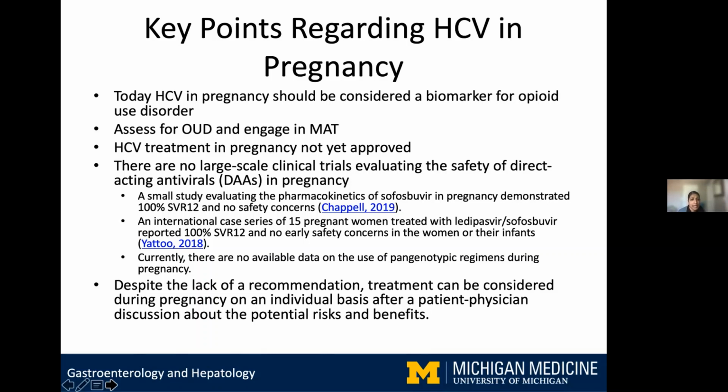That's been published. And there's been an international case series of 15 pregnant women treated with ledipasvir-sofosbuvir, in which 100% of them achieved a cure, and there were no early safety concerns in women or their infants that were monitored. Currently, there isn't data on the use of pan-genotypic regimens during pregnancy, although there's no reason to think that outcomes and efficacy should be any different. Despite the lack of recommendations, treatment for hepatitis C can be considered during pregnancy on an individual basis after a patient-physician discussion about the potential risks and benefits.